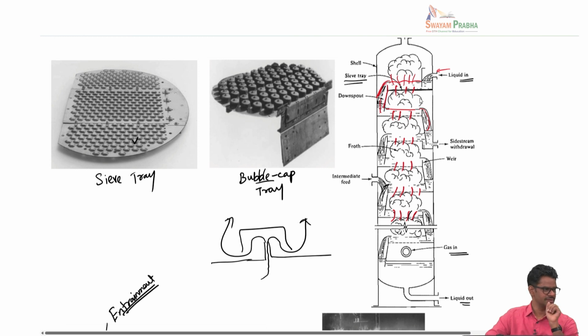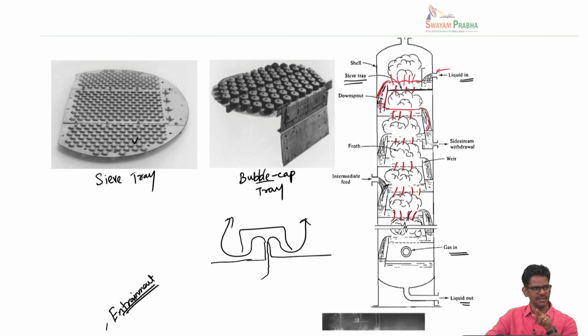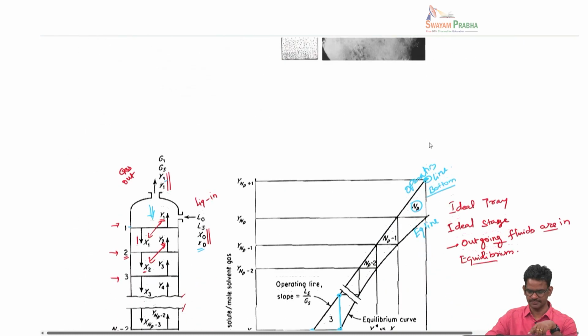But from a mass transfer point of view, if I assume that each stage allows equilibrium to be reached, how many such stages do I have to provide? That's the question that we can answer through mass transfer, and that's exactly what we are doing here.